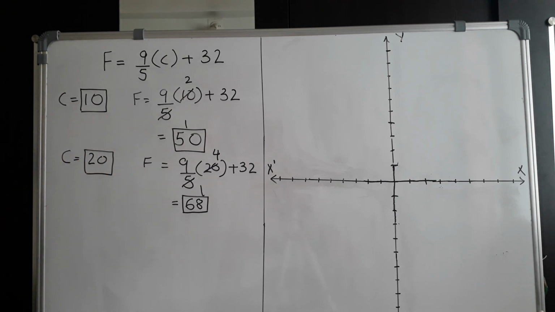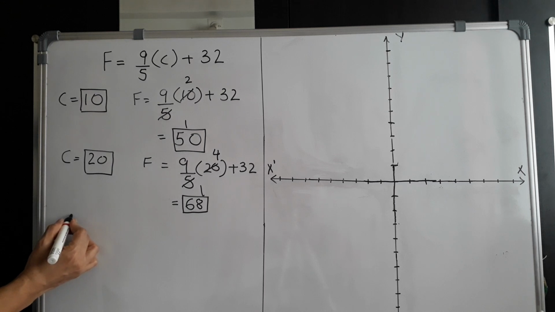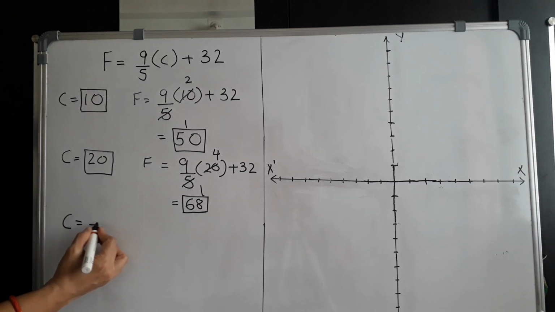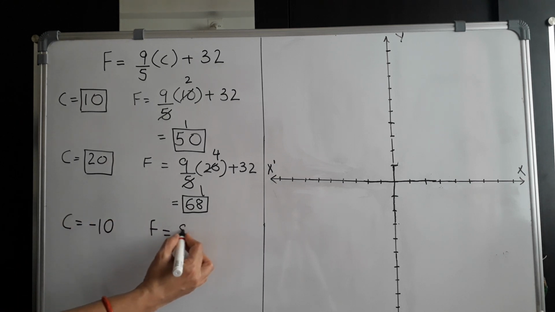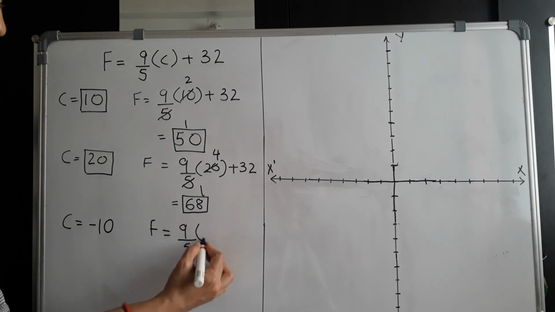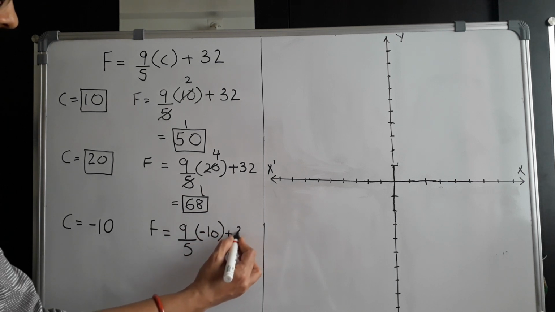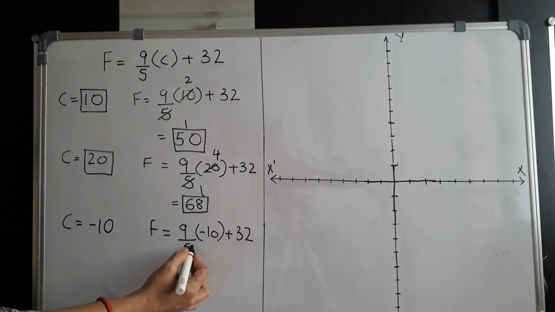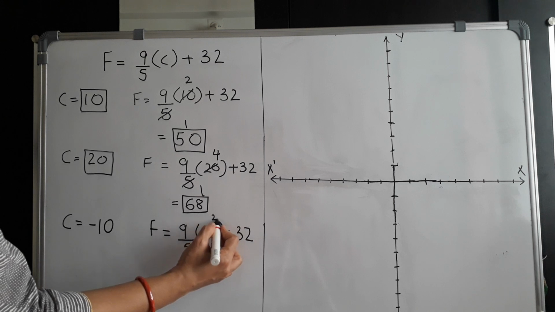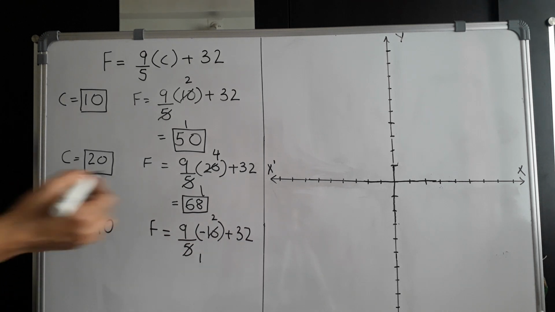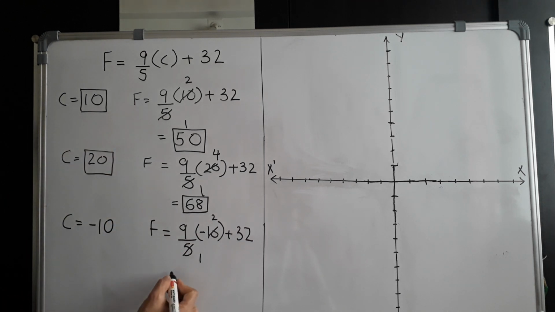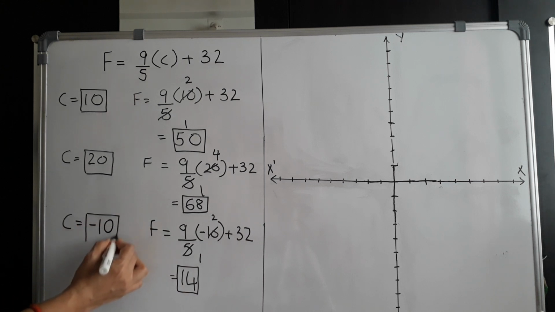Now let's take a negative value of C. Suppose we take C as minus 10. Now when we take C as minus 10, we get F is equal to 9 upon 5 multiplied by minus 10 plus 32. So here 5 ones are 5, 5 twos are 10, and 9 into minus 2 gives you minus 18, and that minus 18 plus 32 will give you 14. So the third point you will plot is minus 10 and 14.